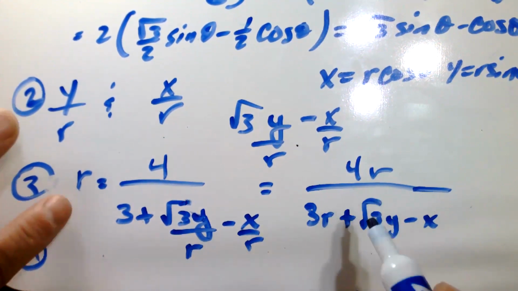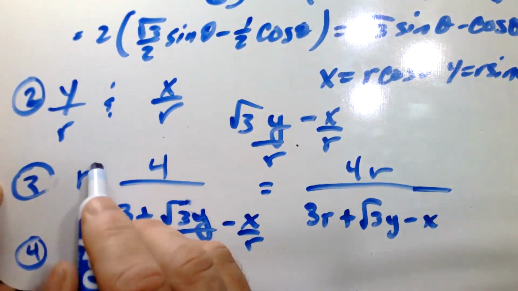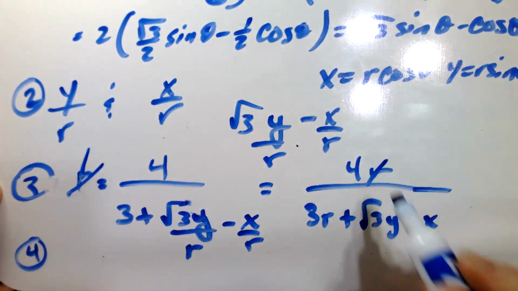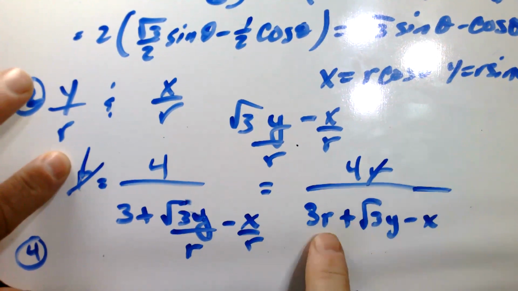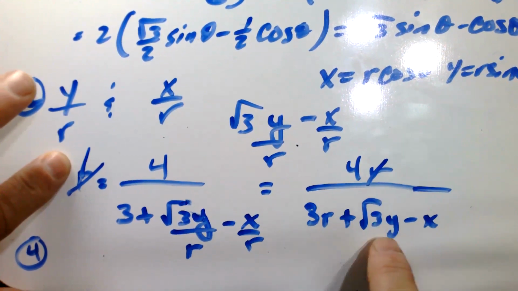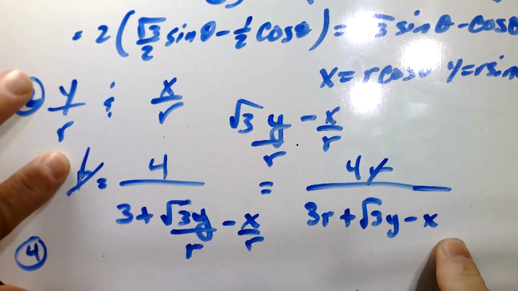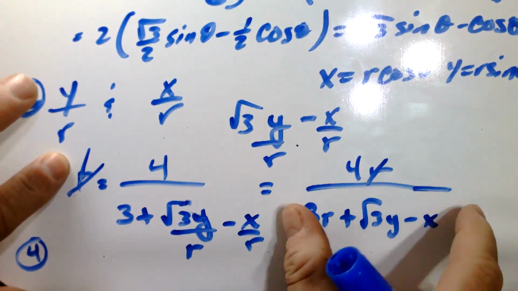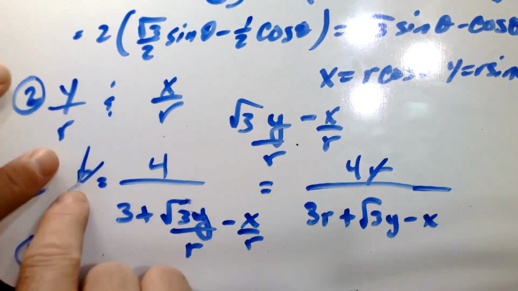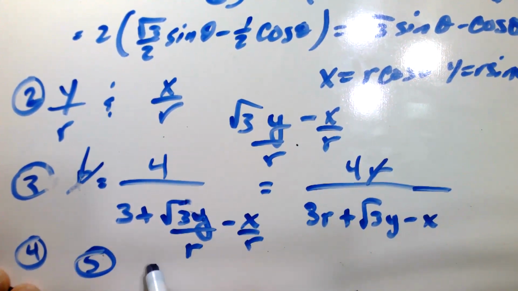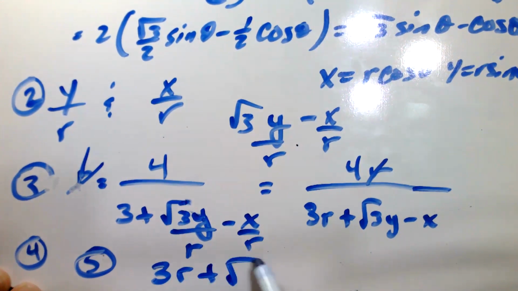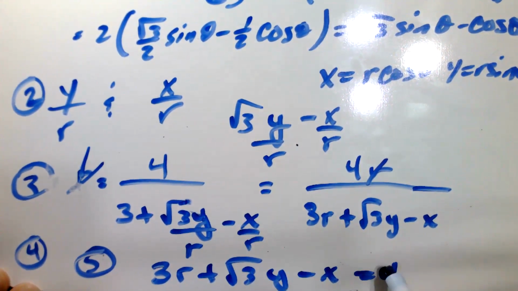And so doing that gives me that this is equal to 1, and that is equal to 4 over 3r plus square root of 3y minus x. So what I want to do then is multiply this whole term over to this 1. And if I do that, which is step 5, what I'm going to have is 3r plus the square root of 3y minus x is equal to 4.